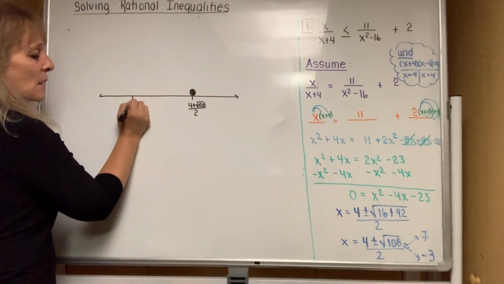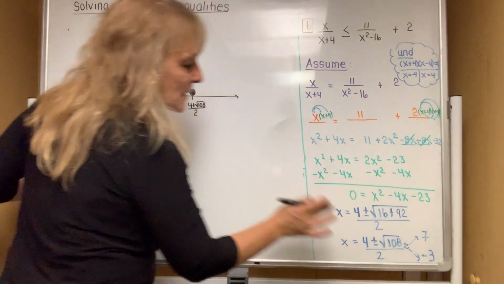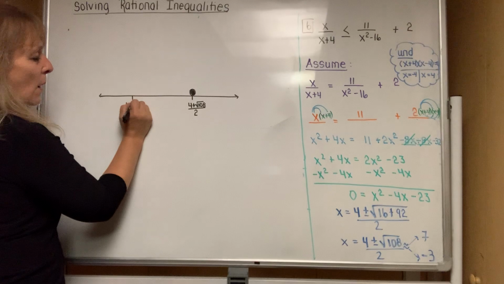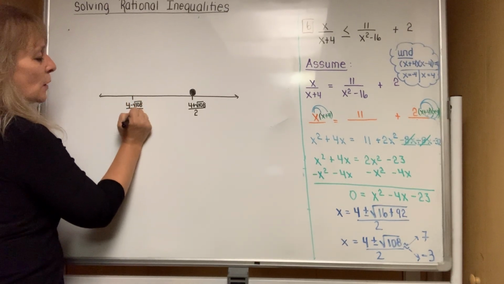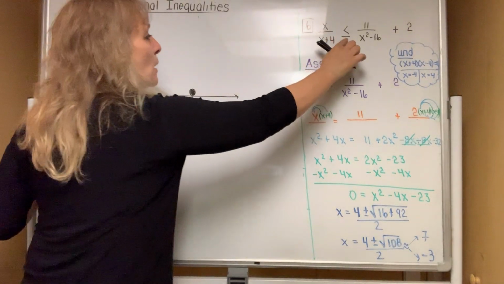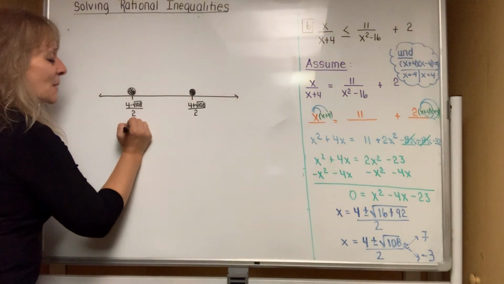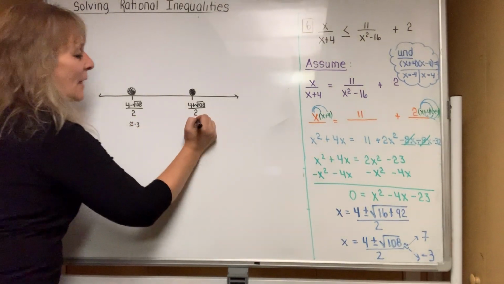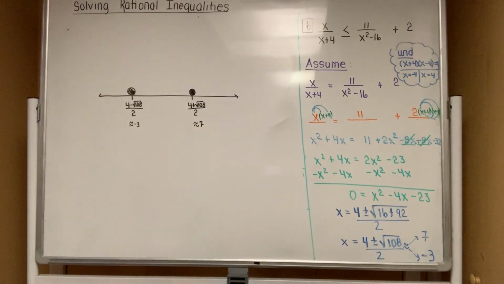4 minus, I think I said negative 3. Oh, yes, I said negative 3. So 4 minus the square root of 108 over 2. You still have a circle that's filled in because of the or equal to bar. Remember, this one is approximately negative 3, and this one is approximately 7. I wish they came out nice, they didn't.